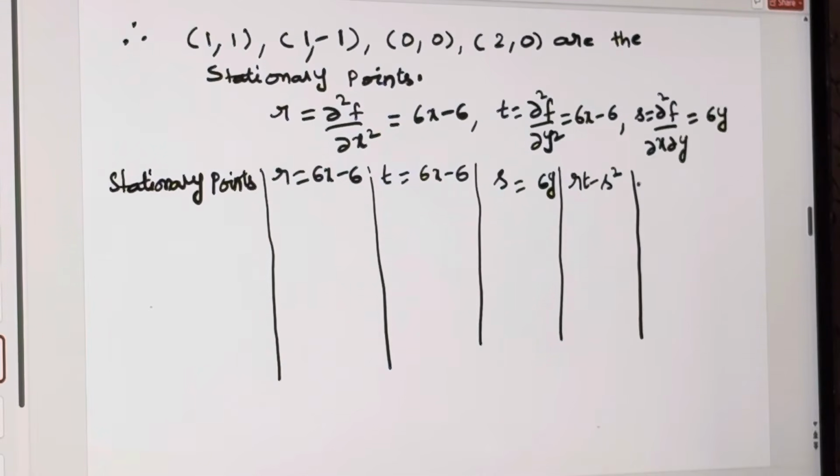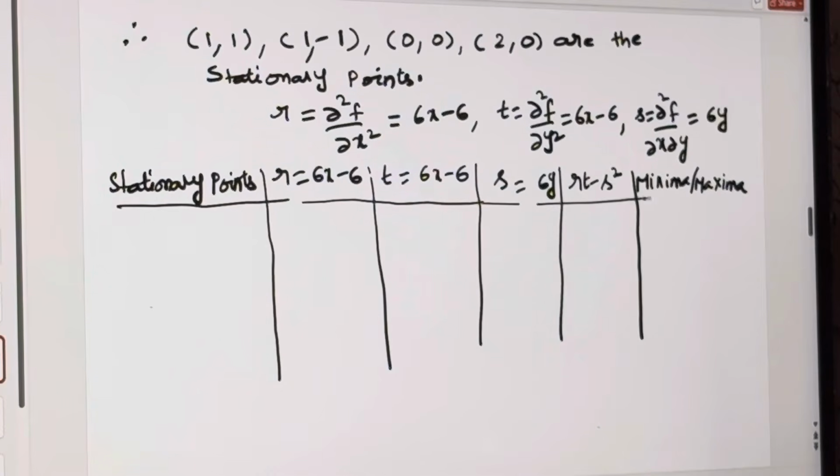And what is the final column? Whether it is maxima or minima, we need to check this. Okay? So how do we proceed, students? Now पहला stationary point जो है ना, -1 comma 1 कंसिडर करेंगे. 1 comma 1 का मीनिंग क्या है? x के जगह 1 पुट करना है, y के जगह 1 पुट करना है. सो अगर 6x minus 6 में x के जगह 1 पुट किया है तो वैल्यू क्या आएगा? 6 minus 6 which is nothing but 0.